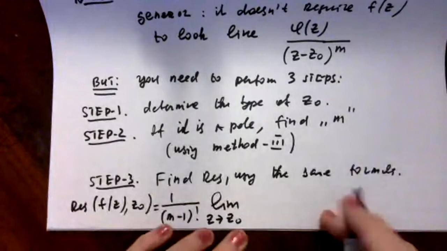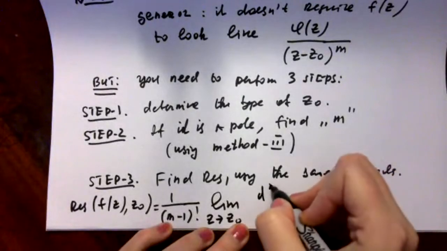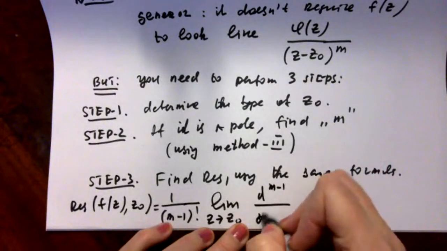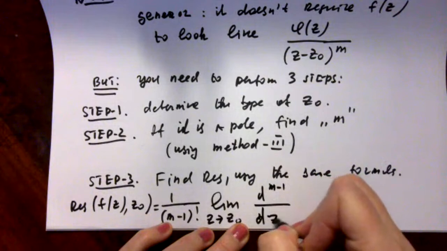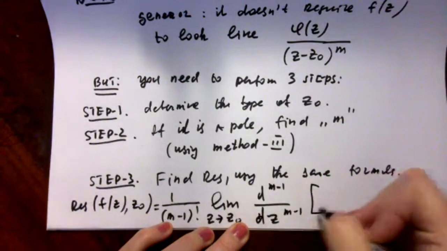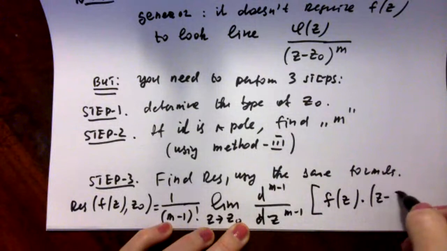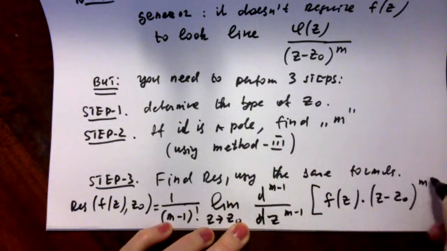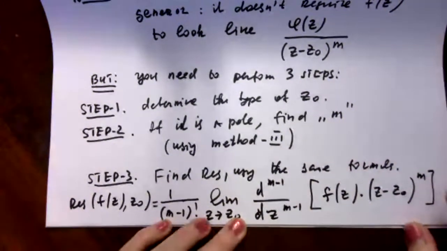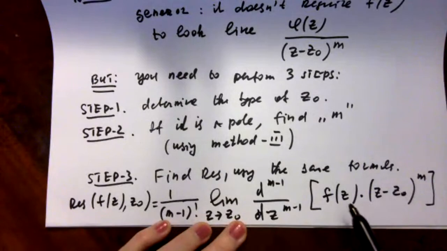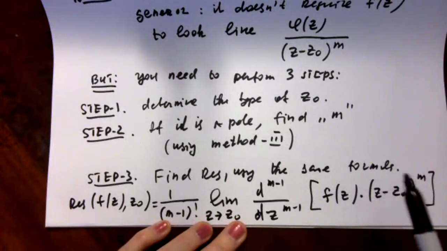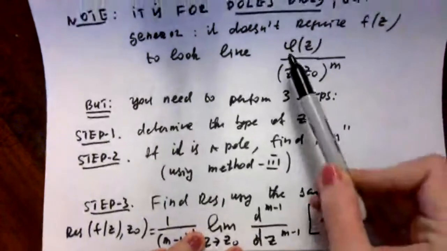Z0 is point of singularity. Then you need to take a derivative of order m minus 1 of the function, which looks like f of z times (z minus z0) to the power of m. And if you remember from the previous video, when we were discussing method 2, the whole expression inside these brackets was actually equal to phi of z.